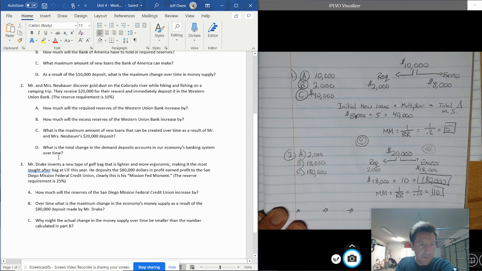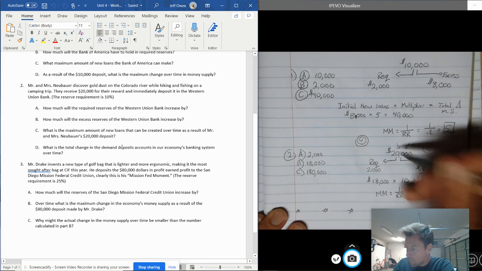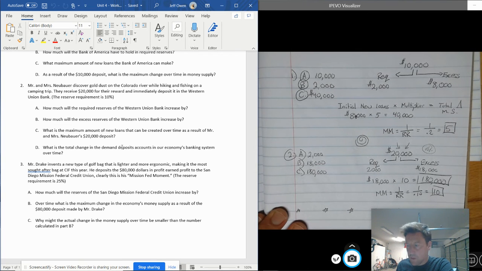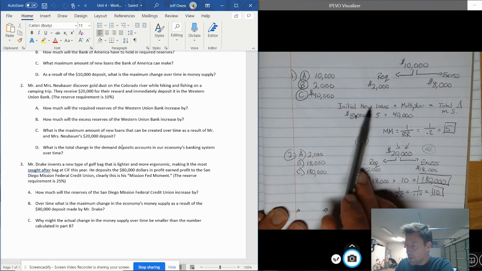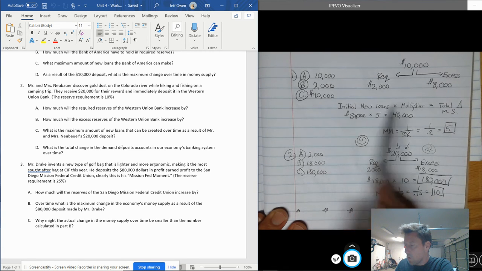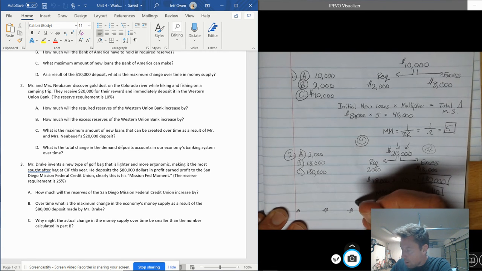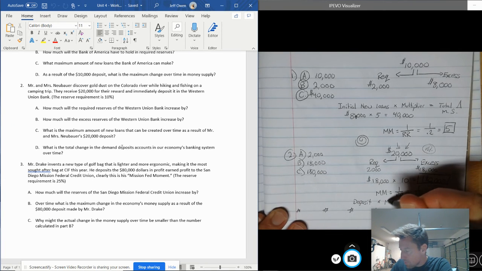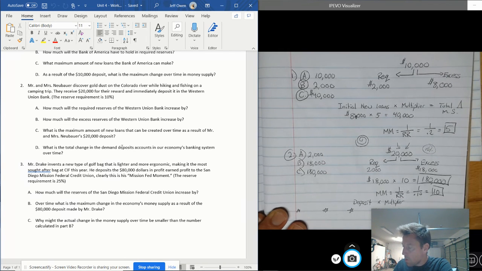And then this one says, what is the initial change in the demand deposits account in our economy's banking system over time? So demand deposits, that's your initial deposit that goes in. And the equation is the same as this one, except for instead of initial new loans, it's our deposit times our multiplier. Yep, it's spelled multiplier wrong. Equals the total change in our checkable deposits or demand deposits, whichever term they're going to use.